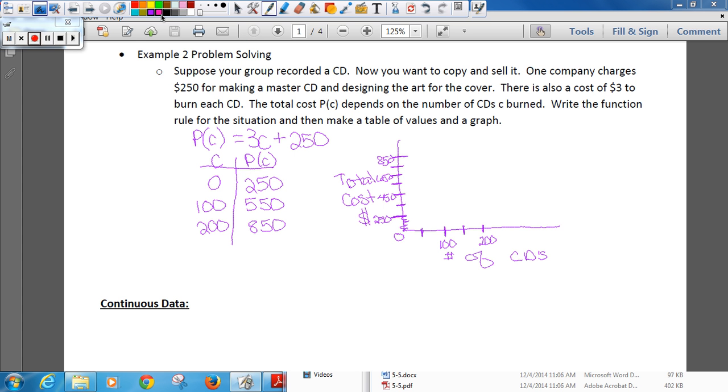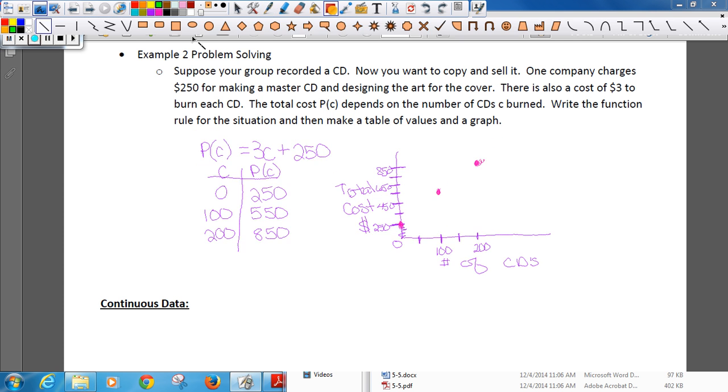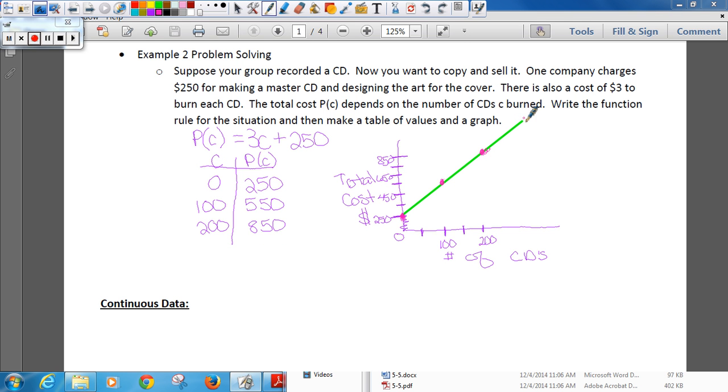And then I go ahead and I graph my points. So I have 0, 250. Then I have 100, 550, and then I have 200, 850. I don't know how accurate this is going to be because I didn't use graph paper. I would suggest you use graph paper. Then we're going to connect them with the line, and we put our arrow at the end. So we have our function rule, our table of values, and our graph.